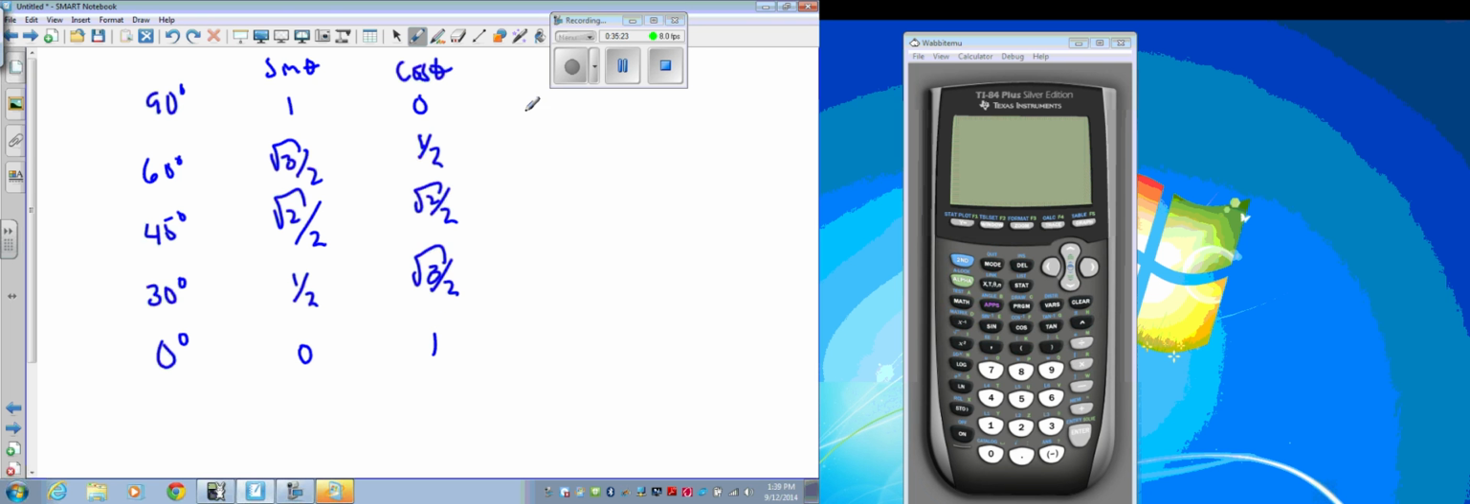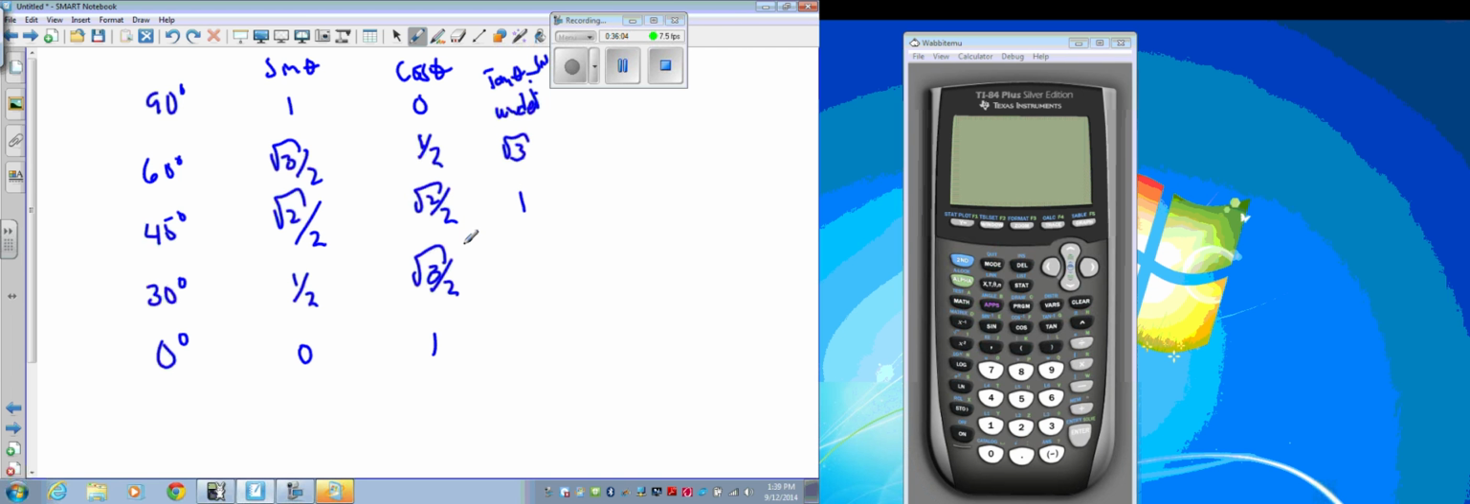Now, if you wanted to figure out the tangent, what would you do? You'd go sine over cosine. So all you got to do is learn this. So what is tangent at 90 degrees? No, sine over cosine. 1 divided by 0 is what? Undefined. And then this is going to be sine over cosine. So that's the square root of 3, isn't it? Square root of 3 over 2, and then 1/2 in the denominator, you invert and multiply.